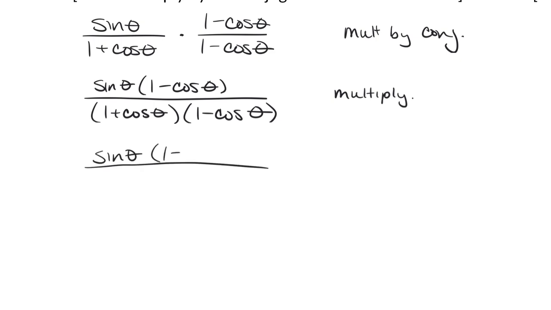Cosine. This becomes 1 times 1, which is 1. 1 times negative cosine of theta, which is negative cosine theta. Cosine of theta times 1, which is cosine of theta. And then cosine of theta times negative cosine of theta, which is negative cosine squared of theta.